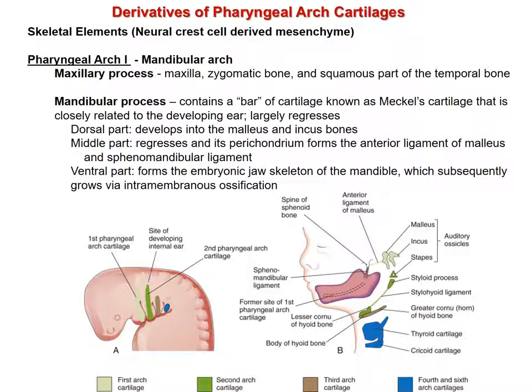The mandibular processes contain a bar of cartilage known as Meckel's cartilage that is closely related to the developing ear. The dorsal part of this cartilage will develop into two of the three middle ear ossicles, namely the malleus and the incus. The middle part of this cartilage regresses and its perichondrium persists as the anterior ligament of the malleus and the sphenomandibular ligament. The ventral part of this cartilage forms the primordium of the mandible, around which the bone of the mandible grows via intramembranous ossification. We will return to the mandibular arch at a later point when we discuss the development of the face.